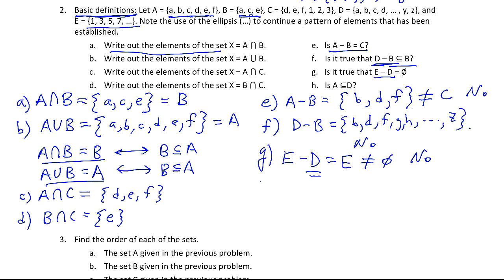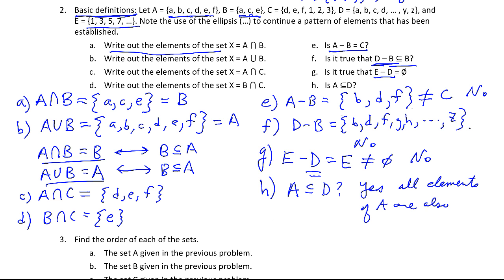H, is A a subset of D? A is A, B, C, D, E, F. D is A, B, C, D, E, F all the way up to Z, and the answer is yes. All elements of A are also in D. Okay, so hope that helps some basic set theory problems.